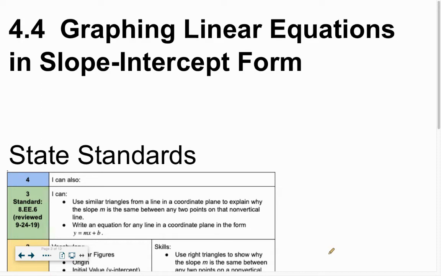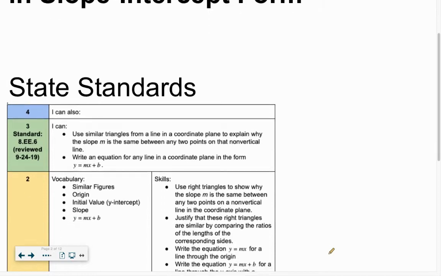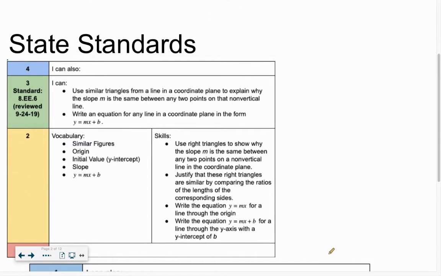Graphing linear equations in slope-intercept form. Chapter 4, Lesson 4. As we're looking down here on our state standards 8.EE.6, you can see that we're going to talk again about our y equals mx plus b. We're talking about slope and our initial value again while we're looking at all of those.